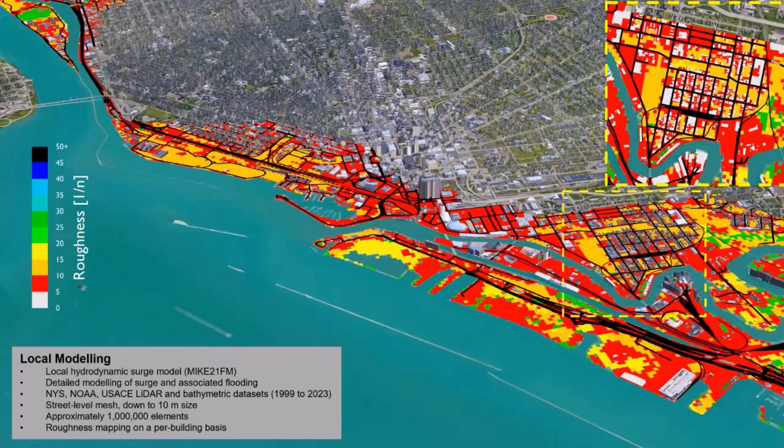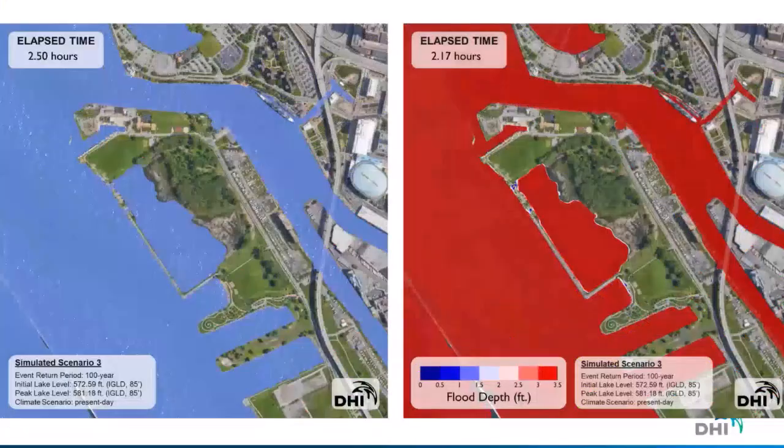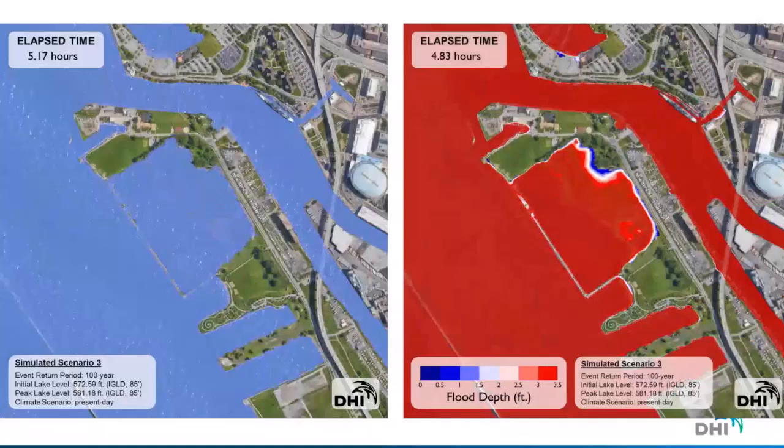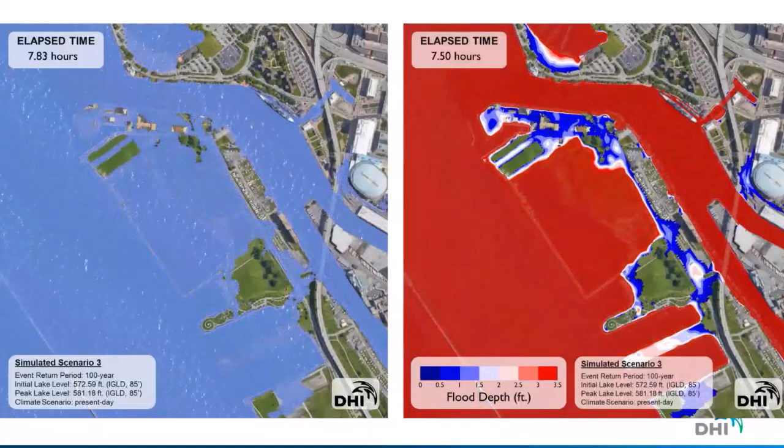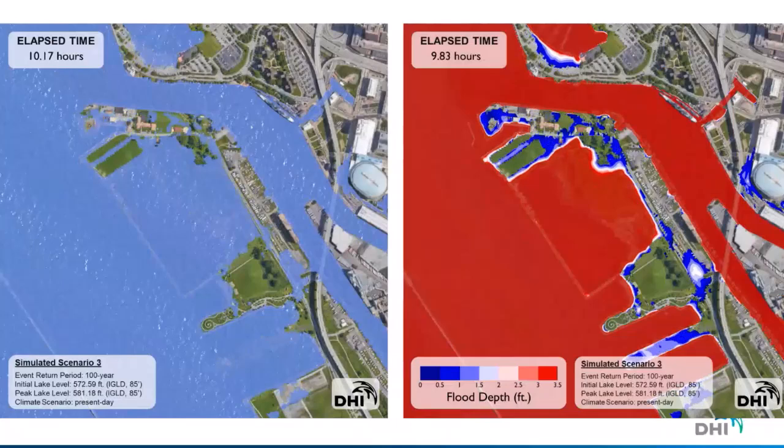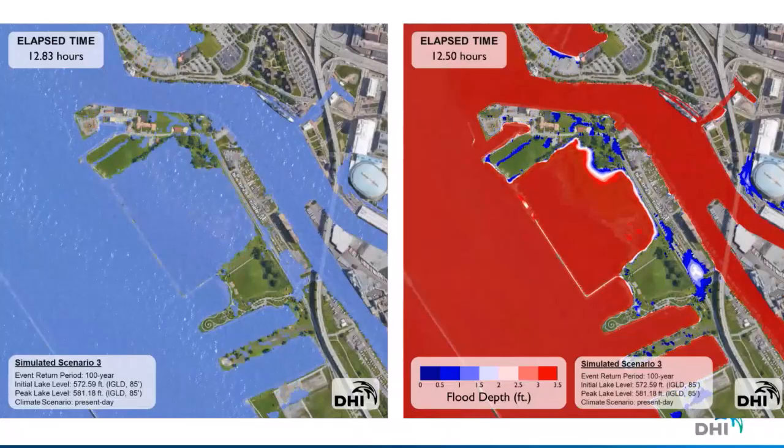This is the roughness map here that we used for the modeling, black being the lowest roughness and white and red being the highest roughness areas. And you can just visually see the level of detail that went into this model and being able to capture the different pathways for floodwaters along the roads and in overland areas. A lot of hard work and effort was put into developing this model domain to capture local effects as accurately as possible.